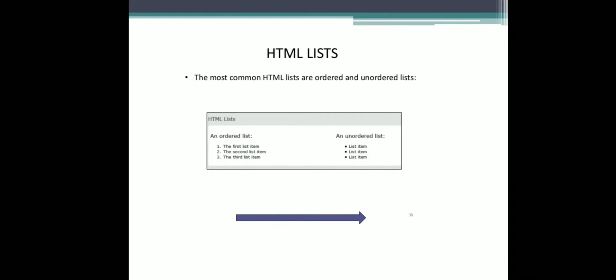Next we'll see HTML lists. Suppose you want to represent particular items, that can be done by using an ordered list and an unordered list. An ordered list can be represented by using 1 2 3, ABCD or Roman numerals, and an unordered list can be represented by using symbols like circle and square.